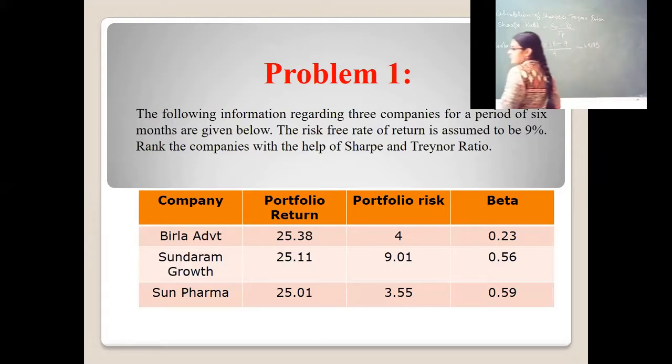Now the second company is Sundaram Growth Funds. The portfolio return is 25.11 minus 9, that does not change, divided by the standard deviation of 9.01. How much are you getting?